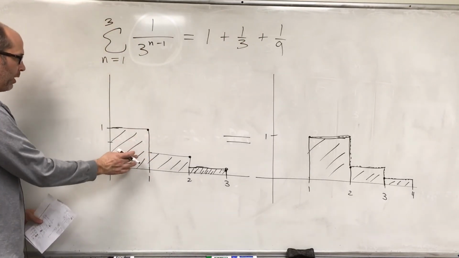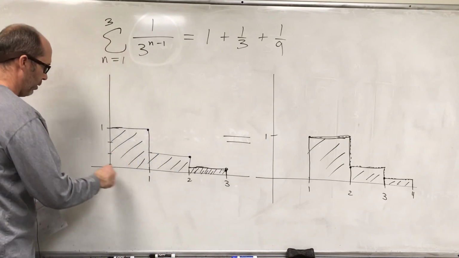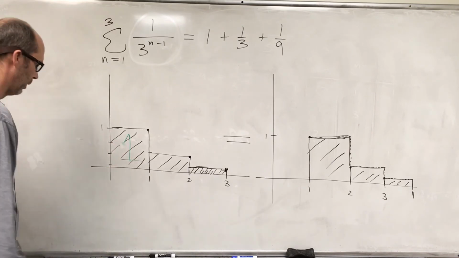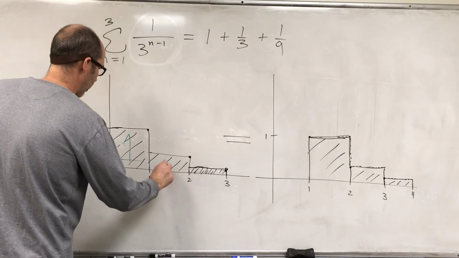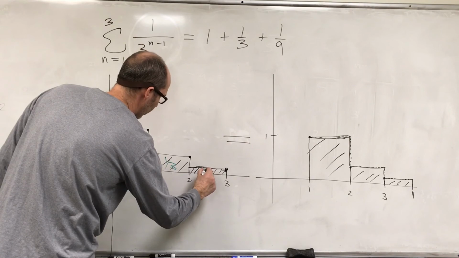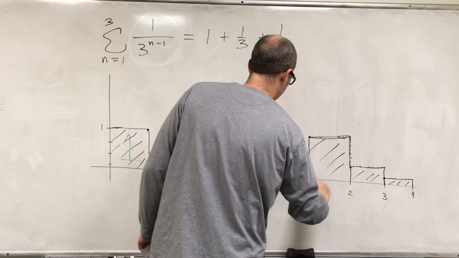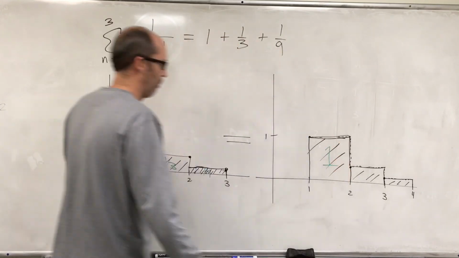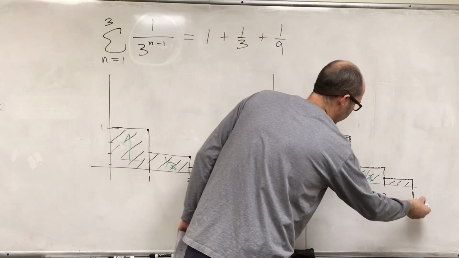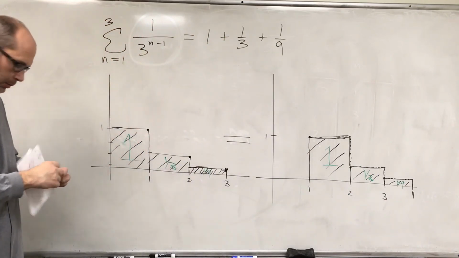How does this represent one? This is one times one, that's a one. This is one times a third, that's a third. This is one times a ninth, that's a ninth. That's that sum, one plus a third plus a ninth. Likewise, this is one times one, that's one. That's one times a third, that's a third. That's one times a ninth, that's one ninth. That's that sum.